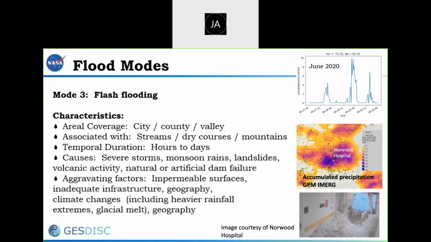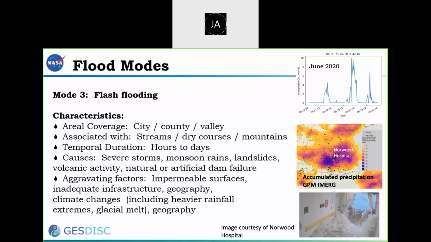Aggravating factors are impermeable surfaces, such as you find in cities, concrete sidewalks and asphalt roads, inadequate infrastructure. Storm drains cannot handle all the water. Geography is really important. A valley can concentrate a flash flood. And heavier rainfall. We're seeing that happen. Definitely a trend in increasing rainfall, extreme events, glacial melt happening, and as I said before, geography.